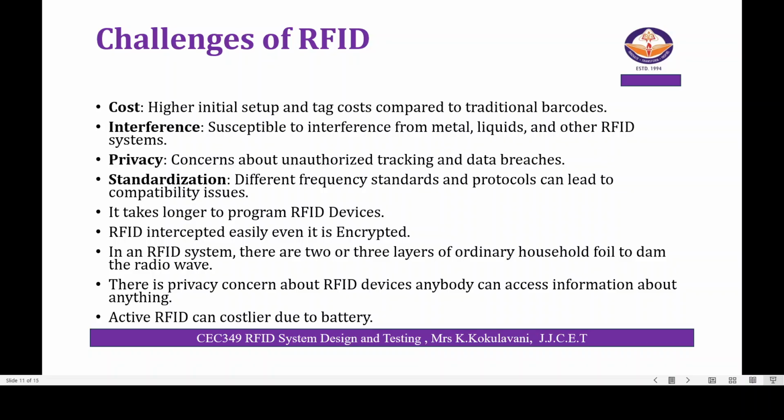In an RFID system, 2 or 3 layers of ordinary household foil can block the radio waves. There is a privacy concern about RFID devices. Anybody can access information about anything, so RFID is not that private. Active RFID can be costlier due to the battery, because we are using external battery sources.